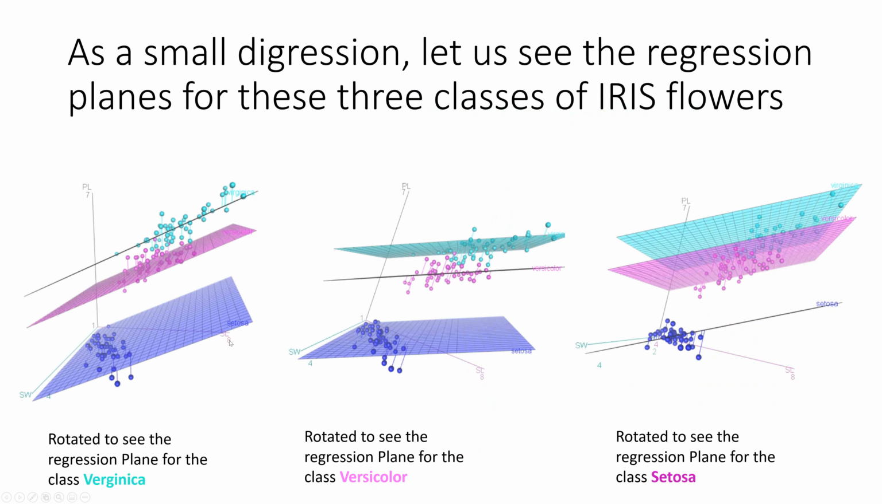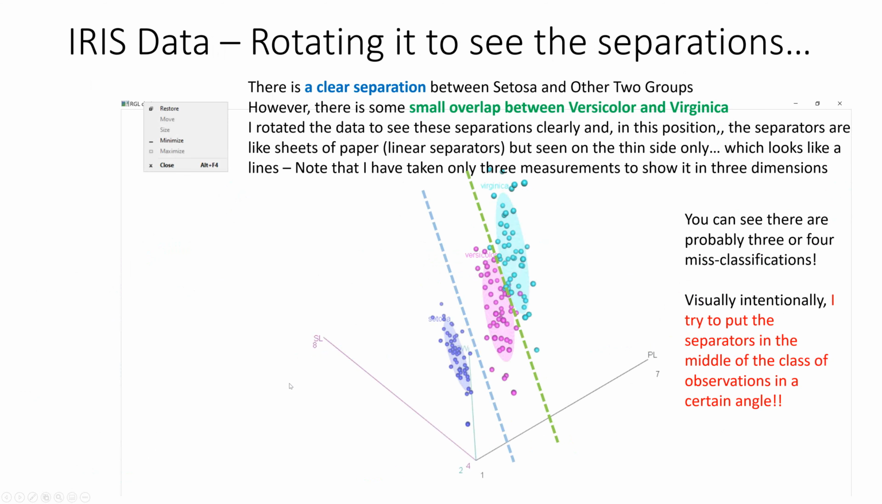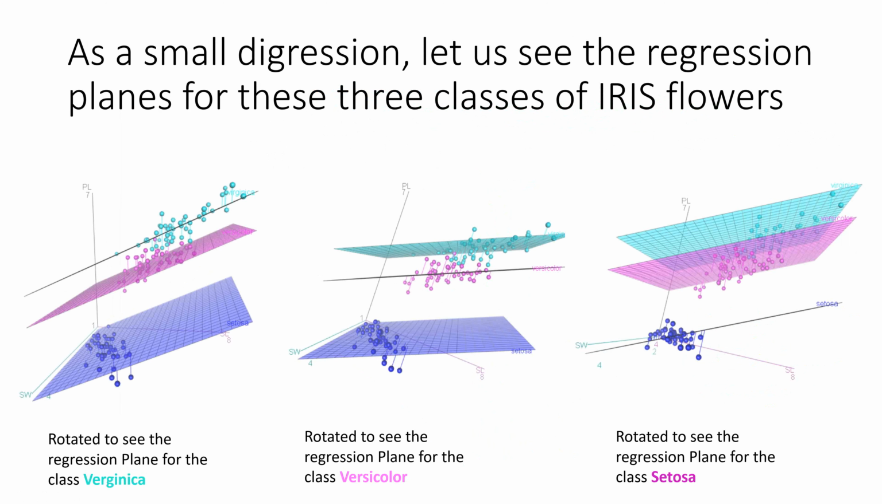So this is another way of looking at it. Rotated to see the regression plane. Even though I call it a line, it's really a plane. What is the difference between a line and a plane? It is just a sheet. A line in 3 dimensions becomes a plane, like a sheet of paper. It is the same thing. I'm rotating it to show it.